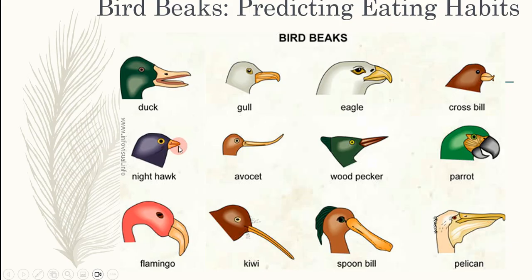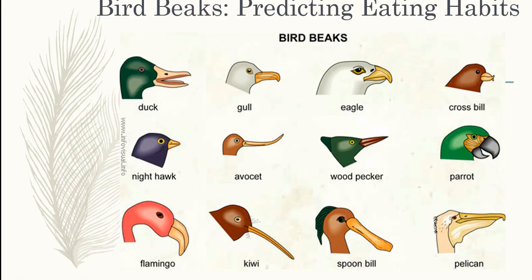It has a pretty sharp beak. Our avocet has a long beak. It can reach into places to get little bugs out, usually in the sand, typically at the beach. Woodpecker, we have those around here in Texas. They have that sharp beak that they can drill into a tree, and they can listen and hear little bugs crawling around inside of a tree.